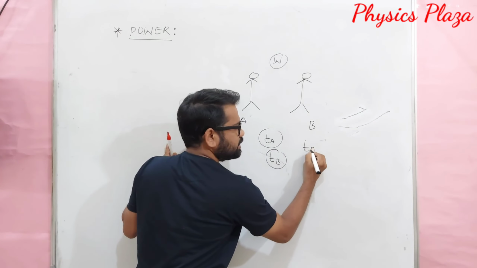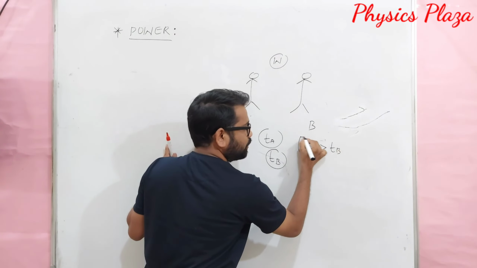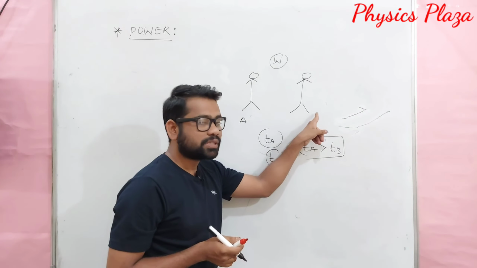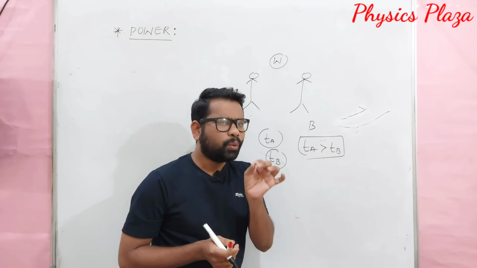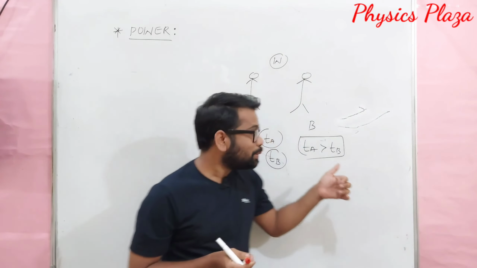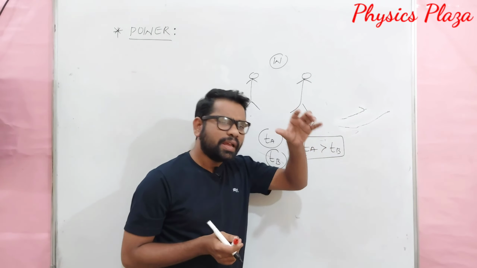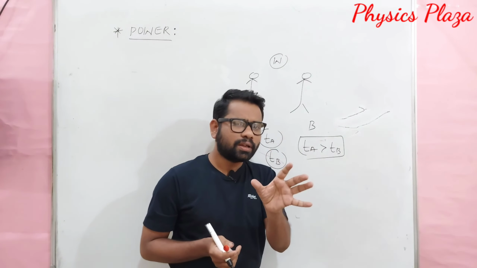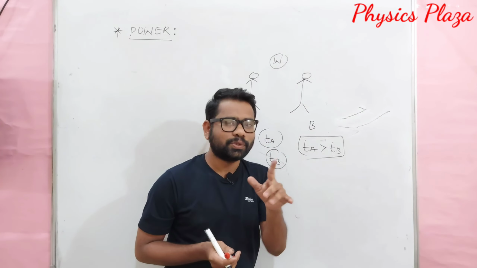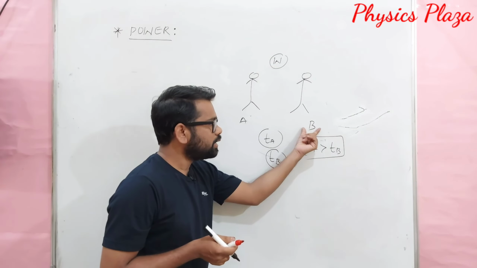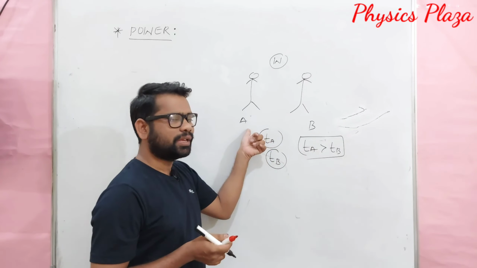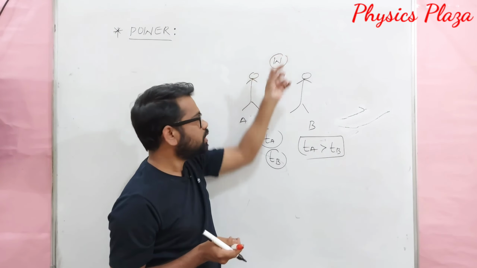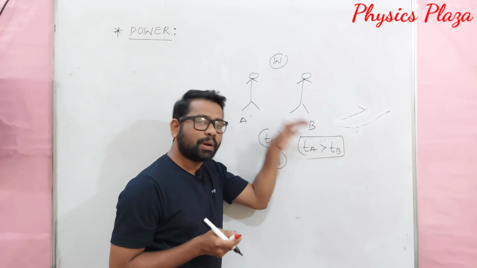If TA is greater than TB, look here, children, don't get confused. Which means what? Person A is taking more time than person B to complete the same work. Children, then who is completing the work early here? Person B. Person B is completing the given work in less time, whereas person A is doing the same work but taking more time. So here we can say that person B is more powerful than person A. How can we say that? Yes, we can say by the rate of work done. Person B is taking less time to complete the same work.